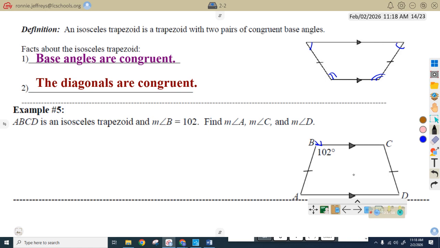But what would be the next one that's easiest to find based off what we just have, which is just above this on the screen? C. Okay. C would be 102, because that would be the same. Now, A and D. Not to be confused with A and W.